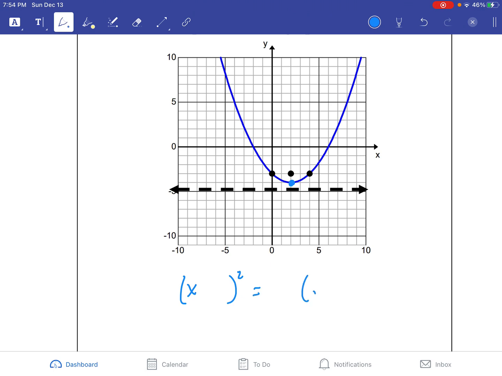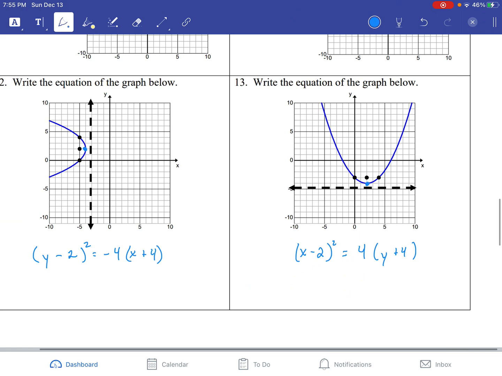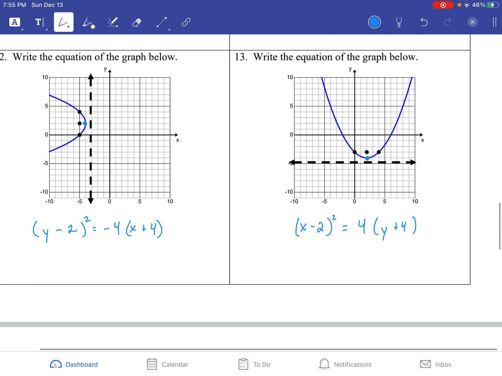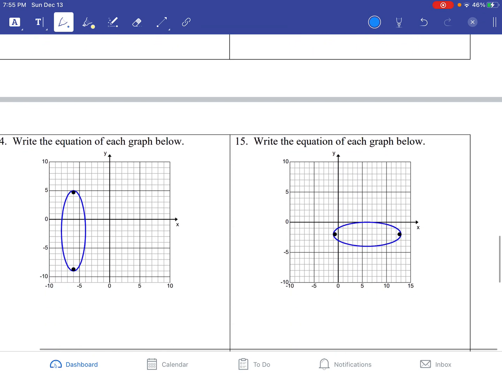And since it's going up, it's going to be positive. So y is over there. All right, the vertex is at, again, 2, -4. So 2 is going to be -2. And -4 is going to be +4. The focal distance is, again, 1, so it's just going to be +4. And there's the equation for that parabola.